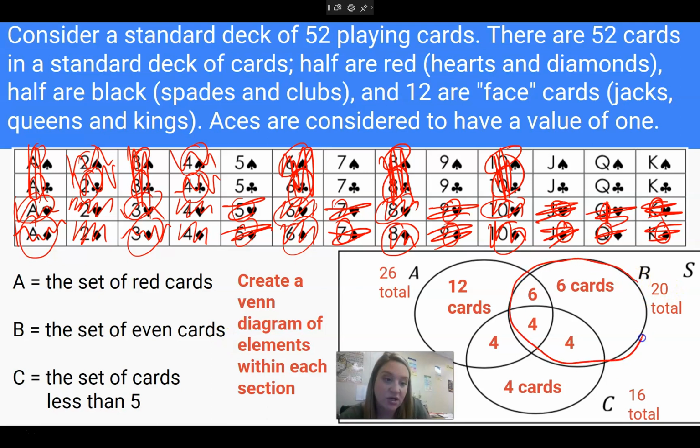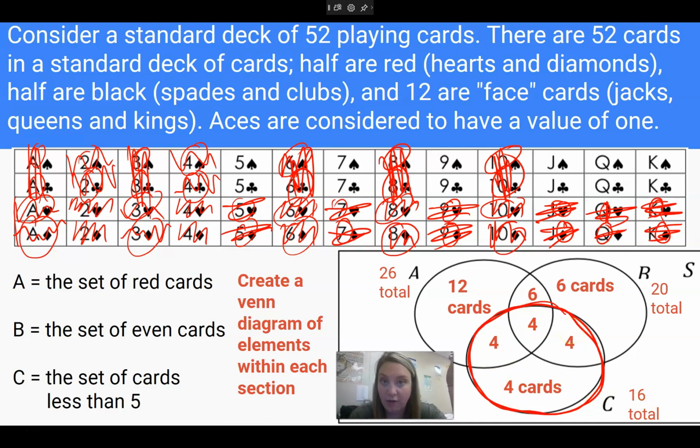So if I look in this circle, 6 and 6 is 12, plus 4 is 16, plus 4 is 20. I have 20 total even cards. Last but not least, let's check my subset C. These were all the cards that were less than 5. At the beginning we determined there were 16 cards less than 5. 4 plus 4 plus 4 plus 4 does give me 16.